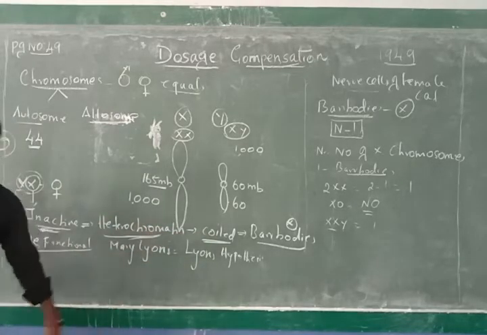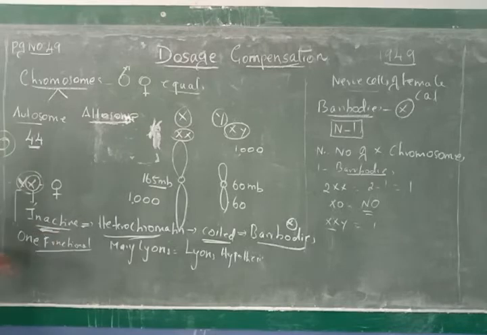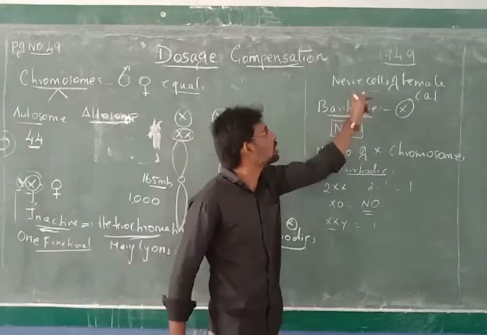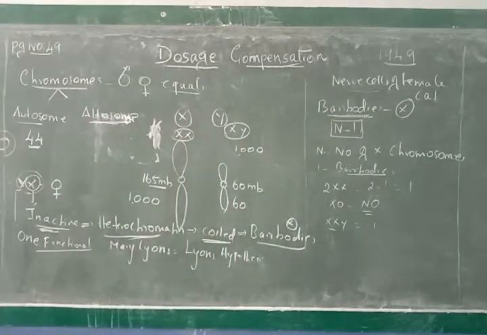It is called the Barr body. Mary Lyon only suggested this one, so this hypothesis is also called Lyon's hypothesis. But who discovered this first, the Barr bodies in the nerve cell? That is in 1949. The first time is given, it is a one mark question. Barr and Bertram is an important one mark question.